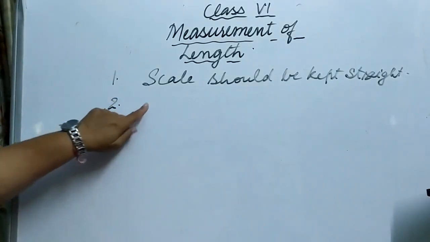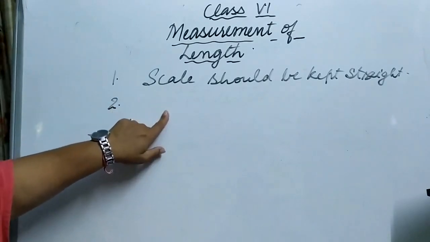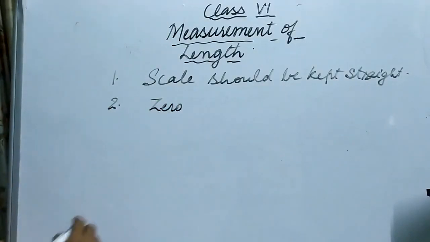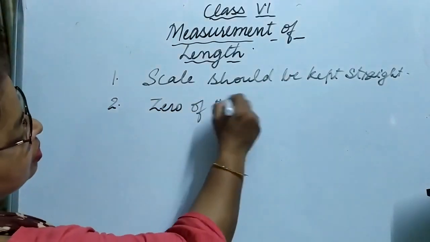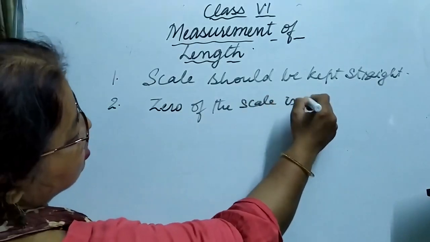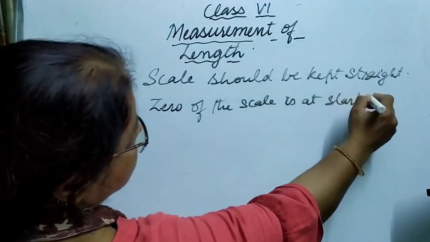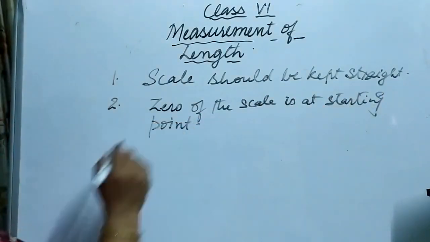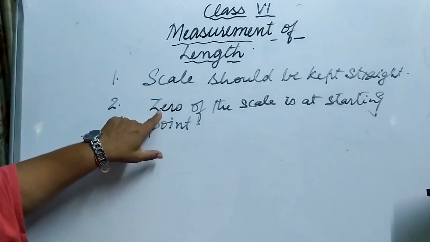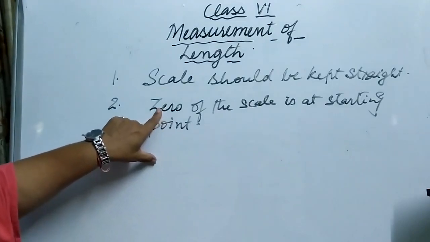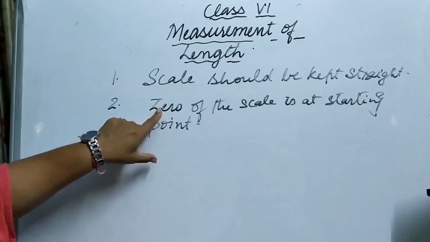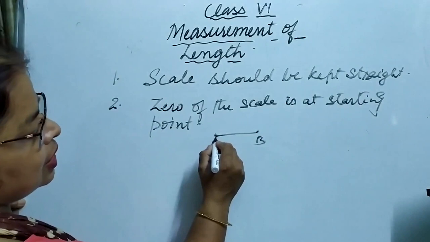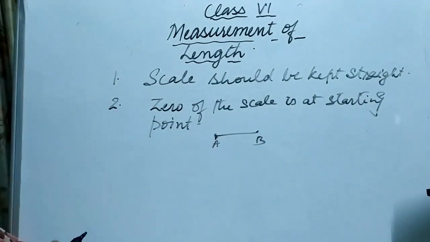Fine. Now, second step is that the scale on the object should be placed in such a way that zero of the scale is at the starting point. You have to ensure that 0 is the starting point of the scale whenever we start measuring. For example, if we have to measure from here till here, this point should start with 0.